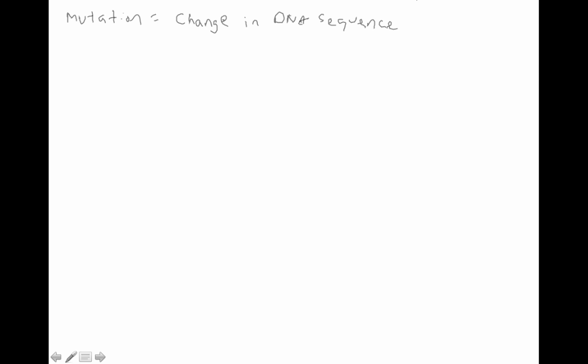Now, to illustrate what a mutation is, let's go ahead and just write a generic DNA sequence here. And I'm going to put non-mutated sequence here, so non-mutated. I try to avoid using the words normal and abnormal, because sometimes those terms aren't appropriate to use. In fact, a lot of times they're not. So we're just going to use non-mutated.